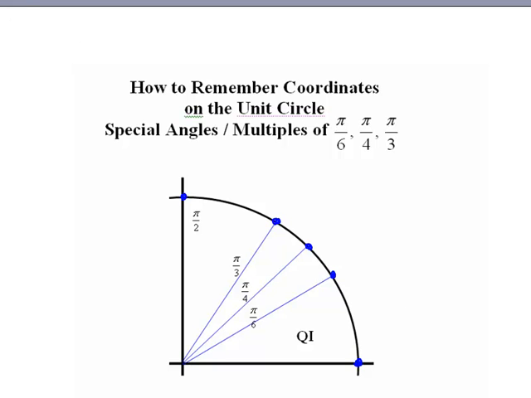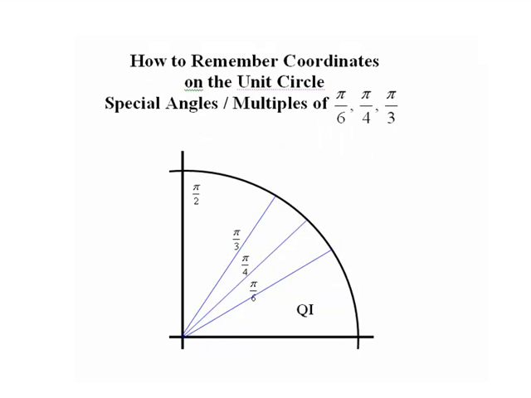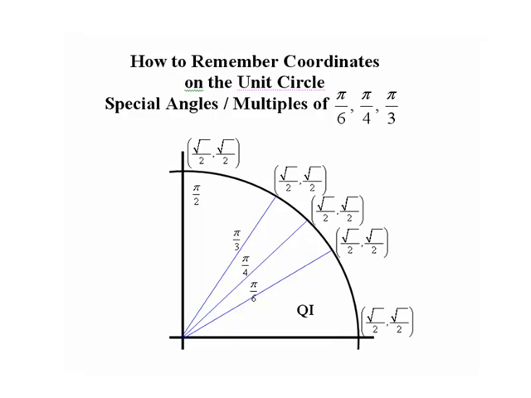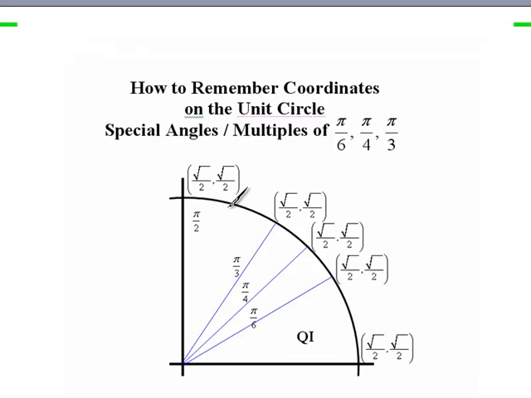The first thing that we need to do is to establish a pattern that we can use so that finding the coordinates will be as simple as just counting from 0 to 4. And the pattern that we're going to have is that each of these coordinates is going to fit the form of the square root of some number divided by 2. Whether it's the x coordinate or the y coordinate, that will be true for each of these special angles. Once we have the pattern, we're going to fill these out by simply counting from 0 to 4.